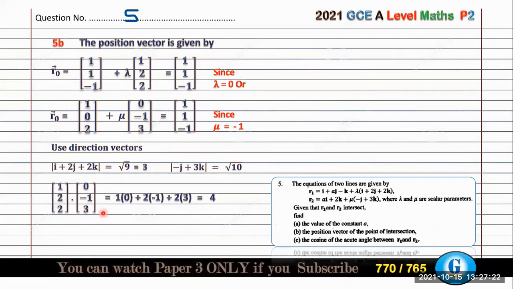And how do we get the cosine of this angle? Cos theta is equal to a dot b, where a is the first direction vector, b is the second direction vector, a dot b over mod a mod b. a dot b is equal to 4, over mod a mod b, which is 3 root 10. So this is the cosine of the acute angle, right? This is the cosine of that acute angle between these two vectors.